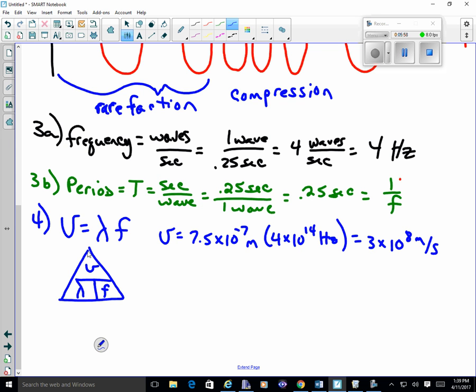I wish they wouldn't have used C, because we already use C for Celsius and specific heat. I'm trying to think what else, calories and everything else we use it for. But in this case, C stands for speed of light, and it's always going to be 3 times 10 to the 8th meters per second. 3 times 10 to the 8th.